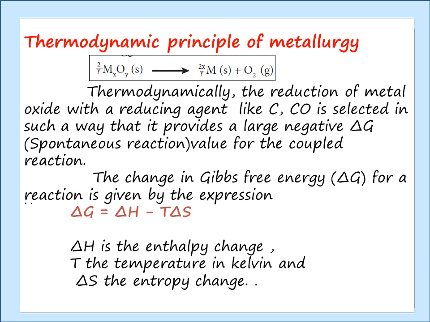Now if the value is minus 100, which value is more negative? Yes, in the second case we are getting minus 100 as the delta G value. So we are selecting a reducing agent in such a way that it has large negative delta G value. So the choice of any reducing agent for a metal oxide to become metal, the metal oxide to metal reaction should give a delta G value which is more negative.